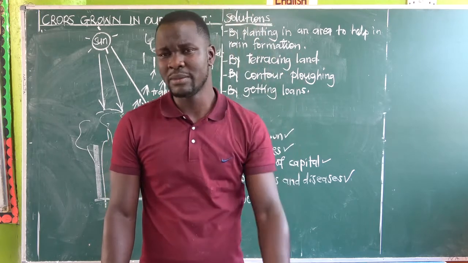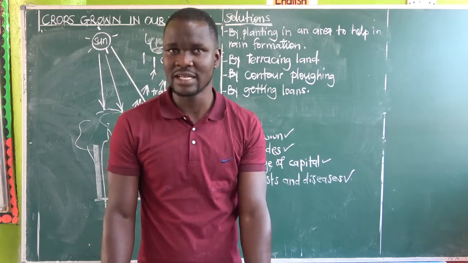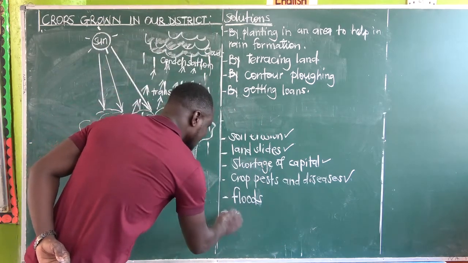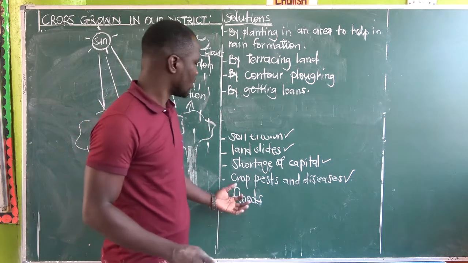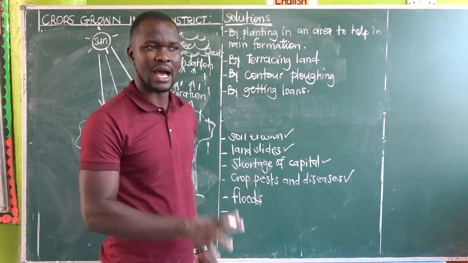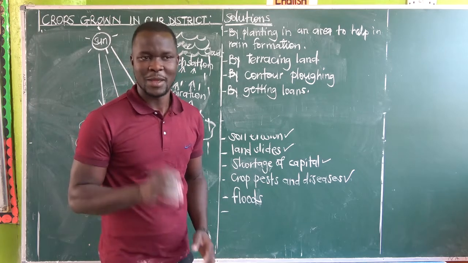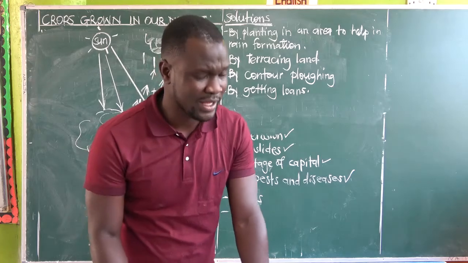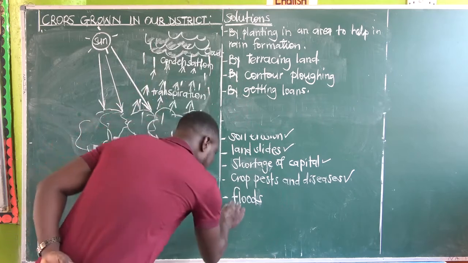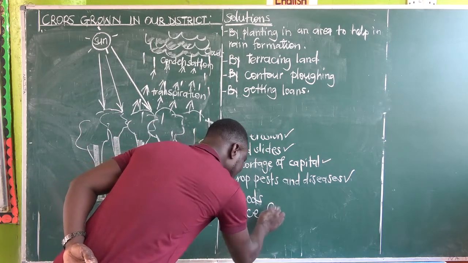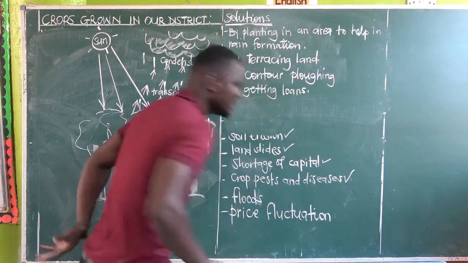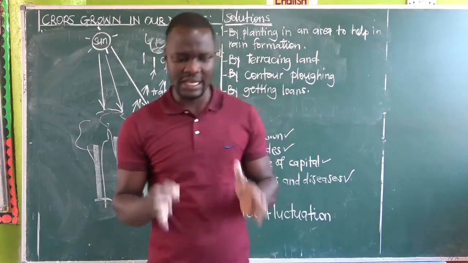Then there is one problem that we did not mention, and I want us to share it, and we shall also get a solution. We have the problem of prices changing. Prices of the goods or the crops when harvested always keep on going down, up, down, up. That is what we call price fluctuation. I don't know whether you have heard me well. We call it price fluctuation. I'm writing it here. Price fluctuation, which means the prices are not constant.